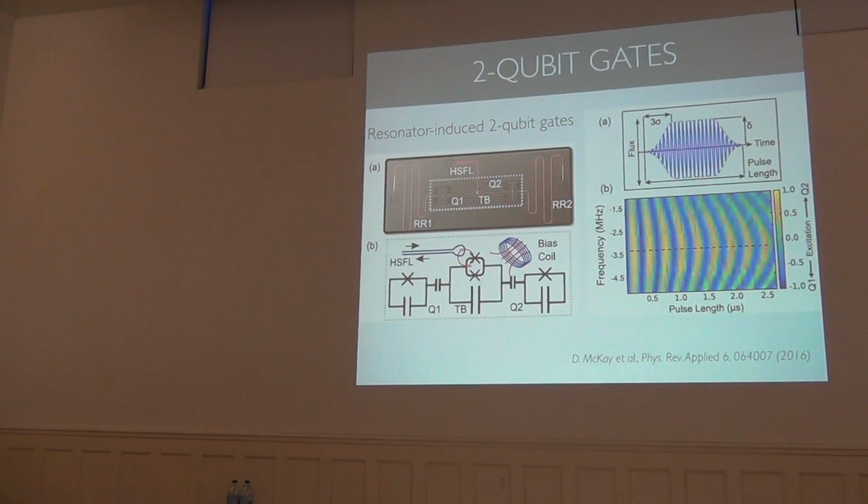So there are actually many other schemes that people have come up with for 2-qubit couplings, but so far these ones are the ones that are being used at the moment.